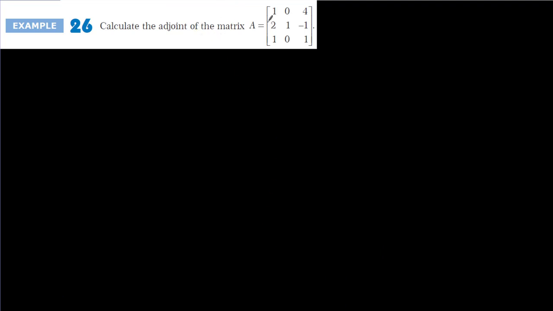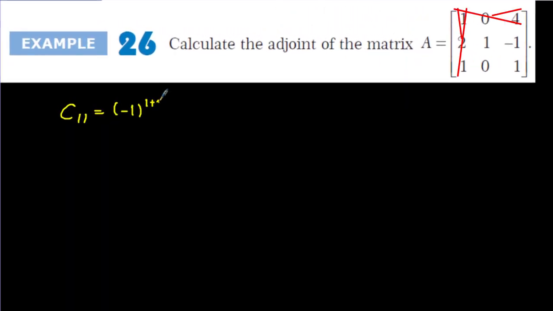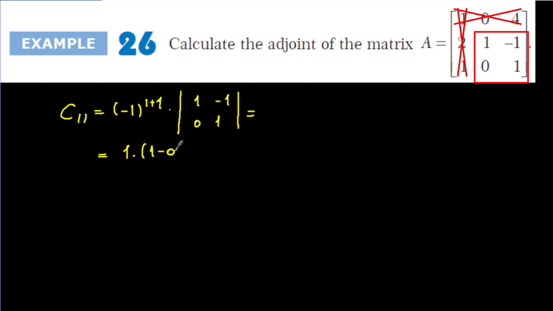Here we are going to calculate the adjoint matrix of A. To calculate the adjoint matrix, we should find the cofactors. So I need to find one by one. C1,1 is equal to minus 1 to the power of 1 plus 1, and when I close the first row and first column, the minor is going to be 1, minus 1, 0 and 1. So minus 1 to the power of 1 plus 1 times 1 times 1 minus 0, which is equal to 1. C1,1 is equal to 1.